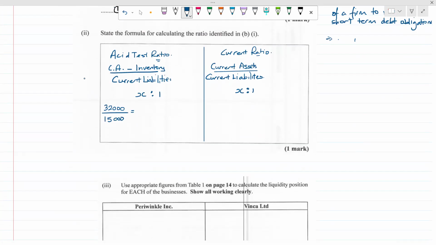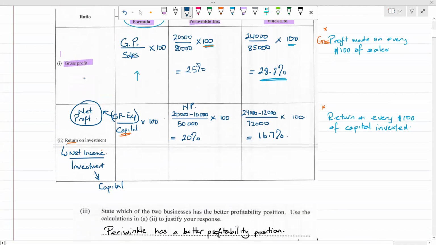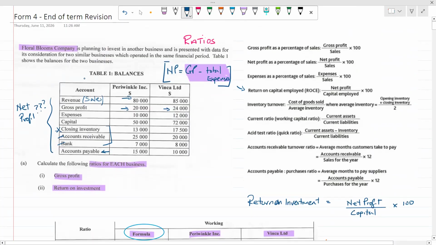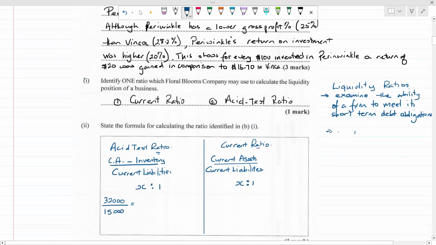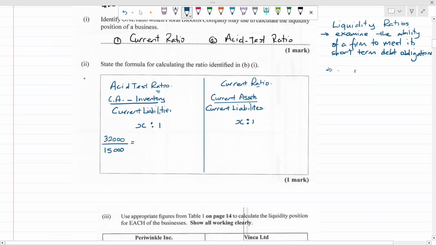So you can work out that for me. So we had to do that for the two companies, right? So this is for Periwinkle. I'll just put a P here. And on this side here, we're going to put for Vinca.